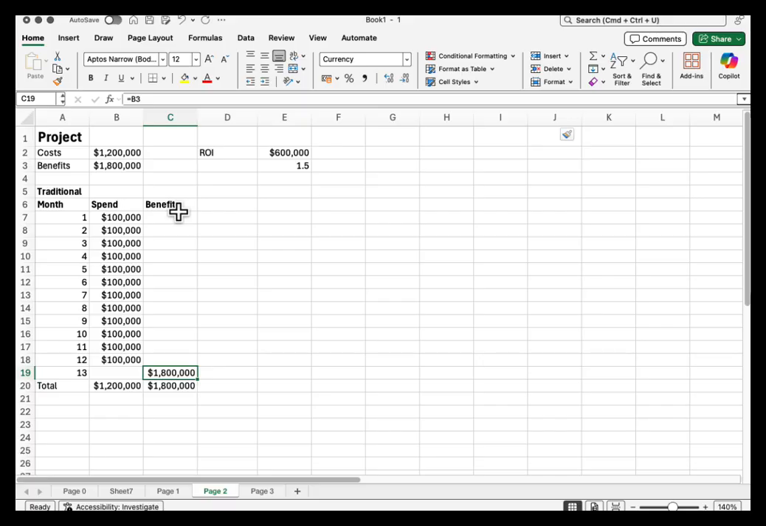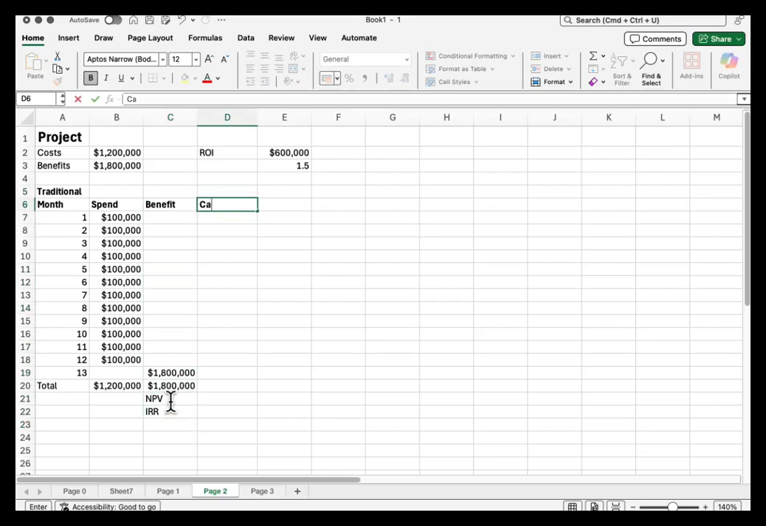Now, to calculate our return on investment, we're going to use two formulas which already exist in Excel. One is net present value, NPV, and the other is IRR, internal rate of return. Now, both IRR and NPV mean that we need to consider the cash flows in the company. That is to say, for each month, how much money comes in, how much money goes out.